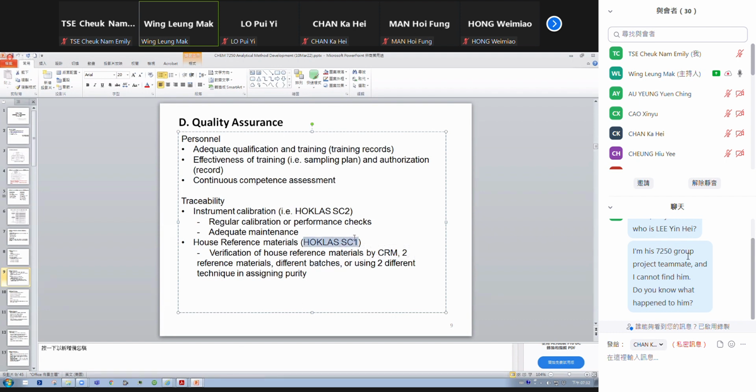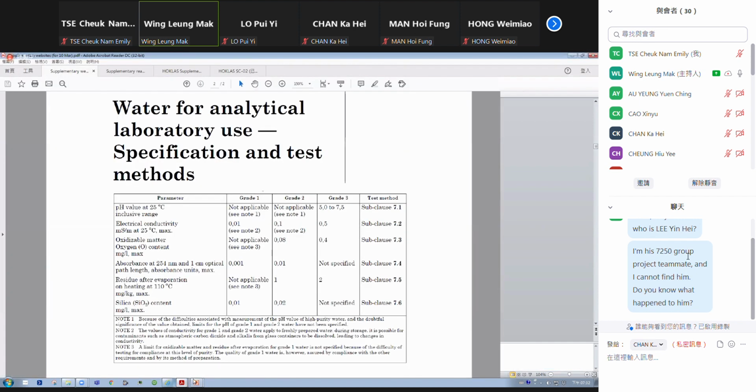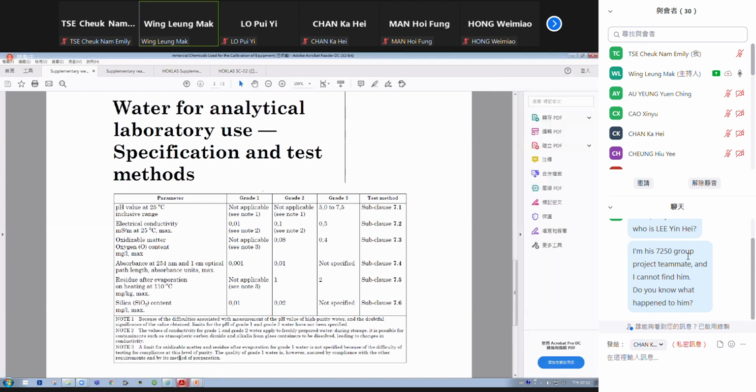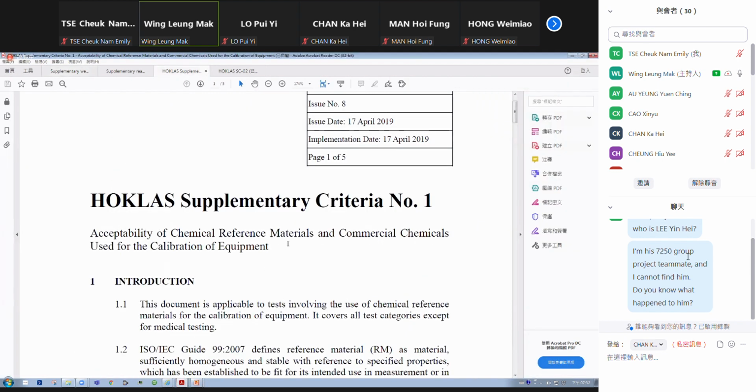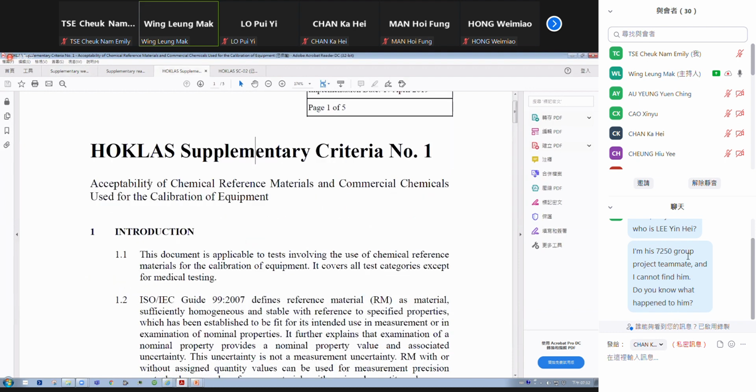We can see this Supplementary Criteria 1. Sorry, not this one. Supplementary Criteria 1: how to use the chemical reference material and commercial chemicals for the calibration of the equipment or to prepare the calibration curve.